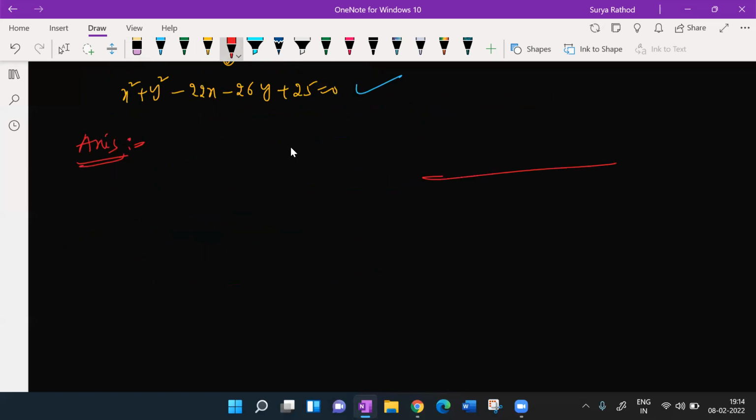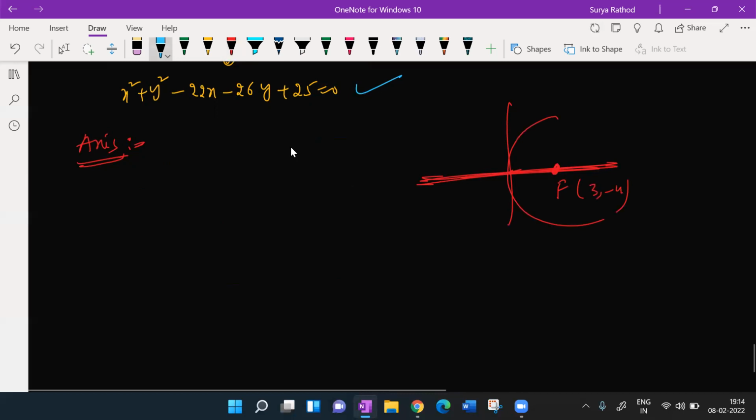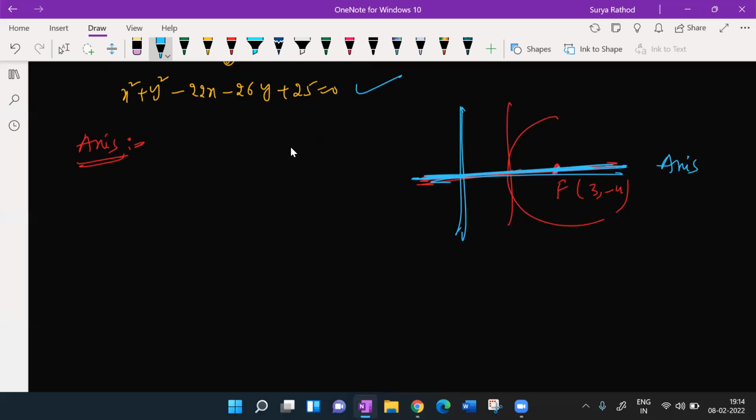Guys, look, I took this parabola, right? This is the axis. The axis passes through what? The focus. What is the focus given? Focus is 3 comma minus 4. So the axis passes through the focus and it is perpendicular to the directrix. Am I correct? This blue line is the axis here. Axis is perpendicular to the directrix or not?